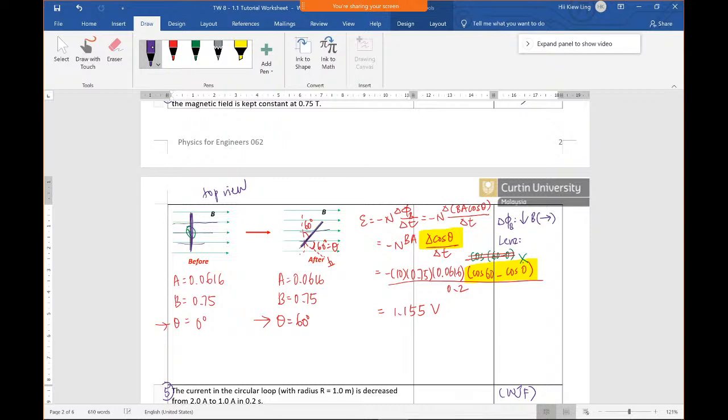So according to Lenz, since the change is a decrease, you would like to increase magnetic field lines which are going to the right. So you have to produce magnetic field lines which are going to the right. Based on your right hand grip rule, in order to produce magnetic field lines going to the right, now your thumb points to the right.